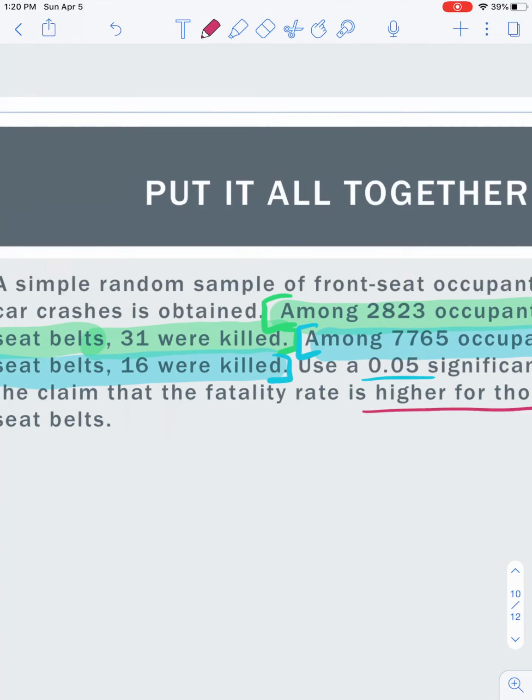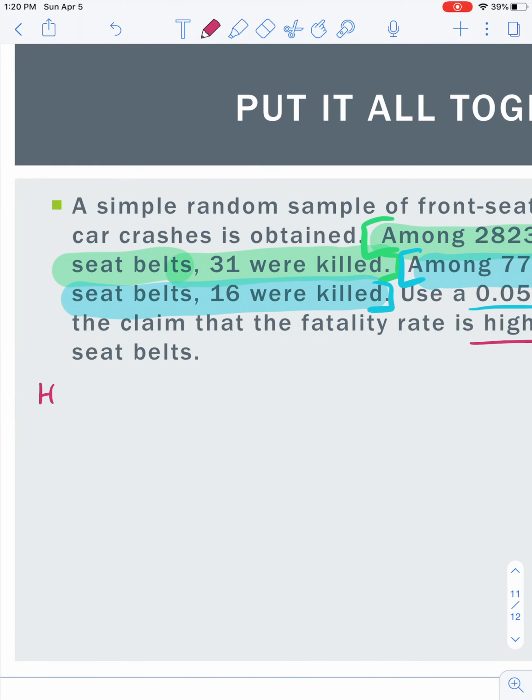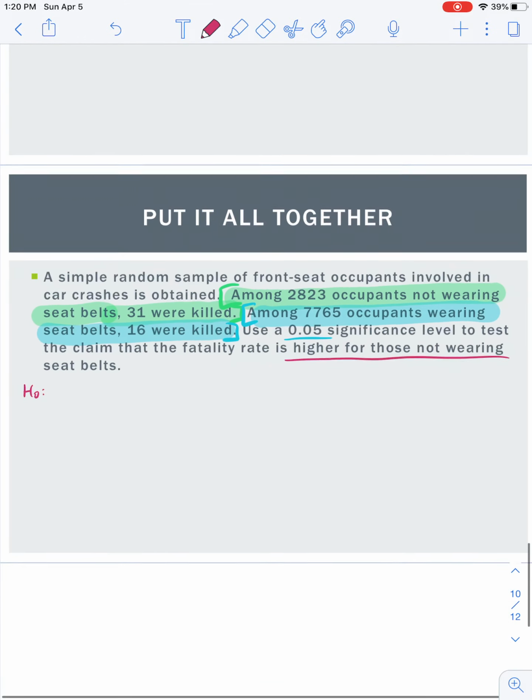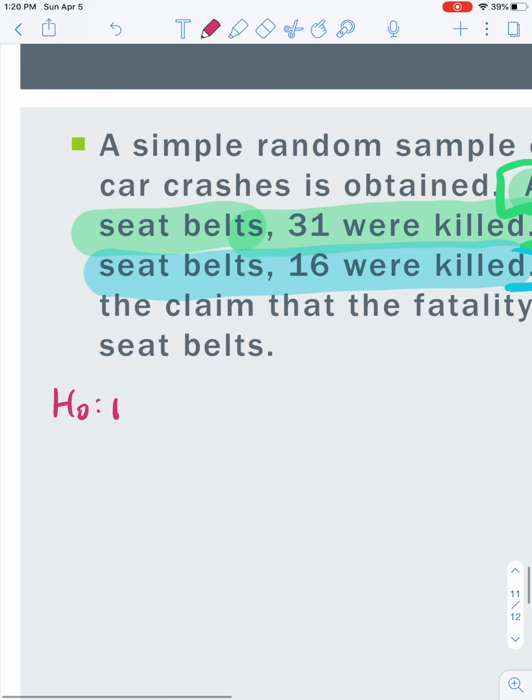So we're going to start with our hypotheses. Null hypothesis. This is a proportion problem because we're talking about rates. Rates are proportions. So we're going to automatically say P1 equals P2. I haven't even decided what P1 and P2 are yet, but I know my null hypothesis is that they're equal. The alternative is going to be P1 versus P2, no matter what.